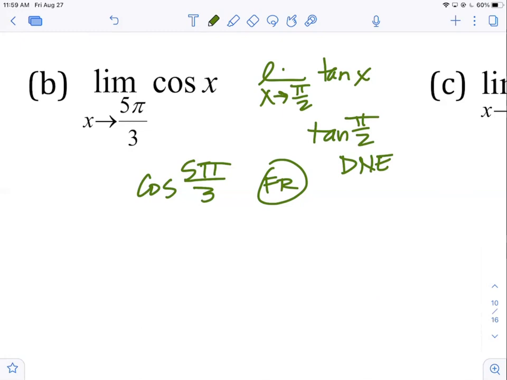All right, so what is cosine of 5 pi thirds? It's 1/2. Good.